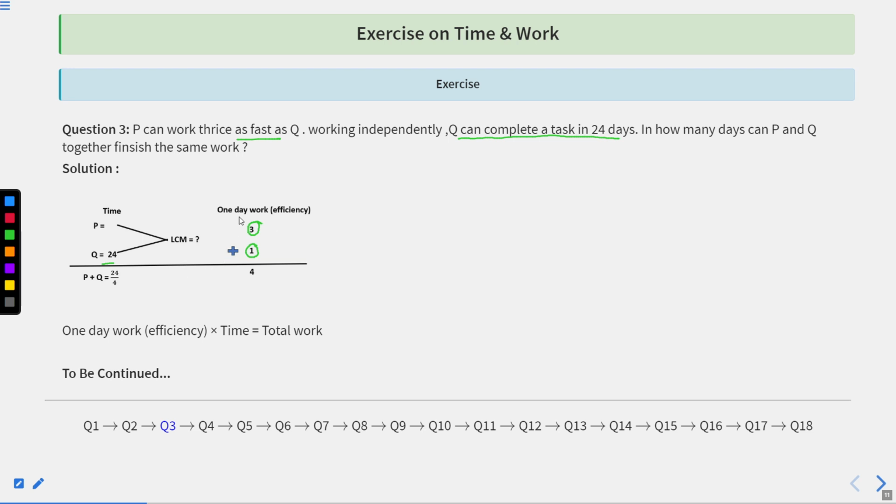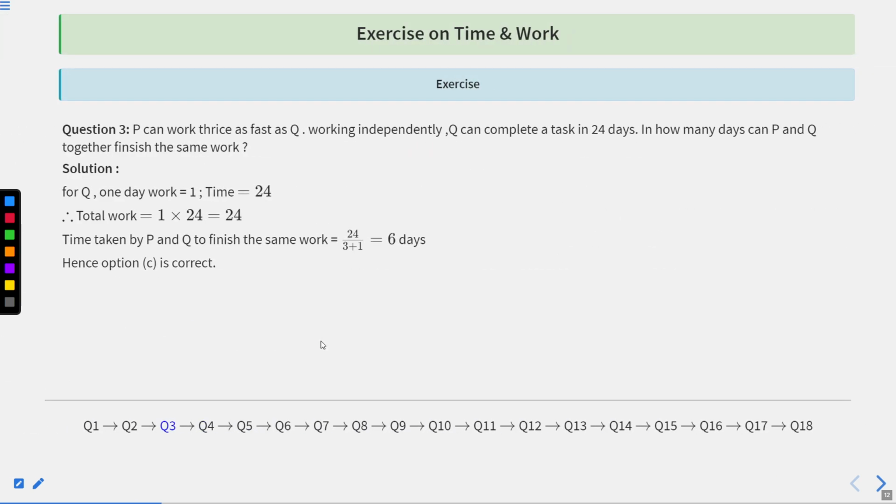Okay. So the total work efficiency of P and Q combined will be 3 plus 1, that is equal to 4. So P plus Q is equal to 24 upon 4. So 1 day work efficiency into time equal to total work. This is the formula that we already know. So for Q, the total work will be 1 into 24, that is 24. So the time taken by P and Q to finish the same work will be 24 upon 3 plus 1, that is 6 days. So the option correct here is option C, 6 days.